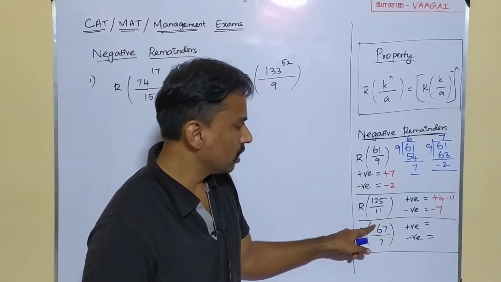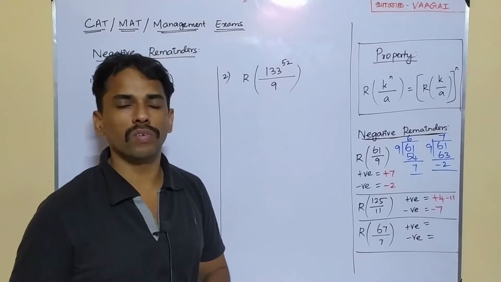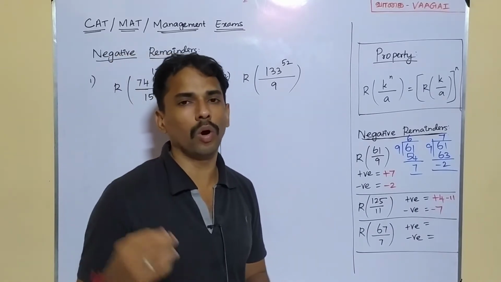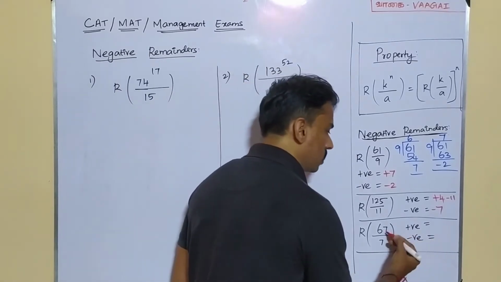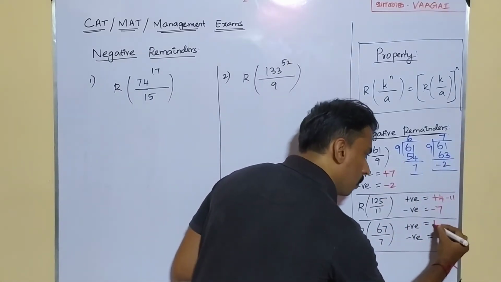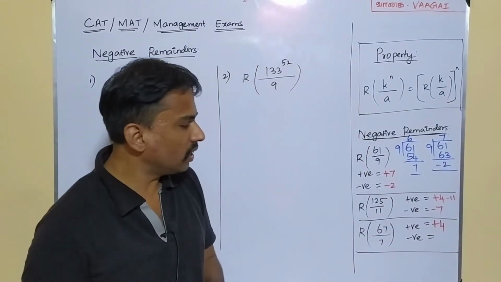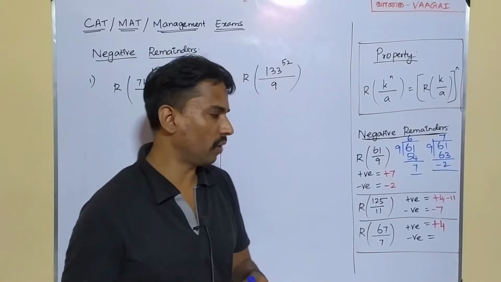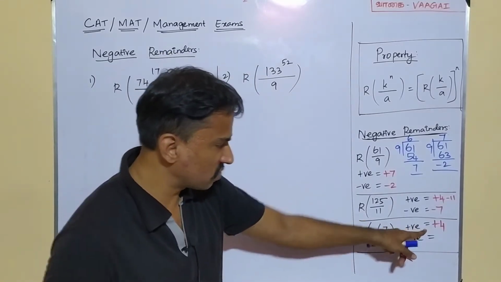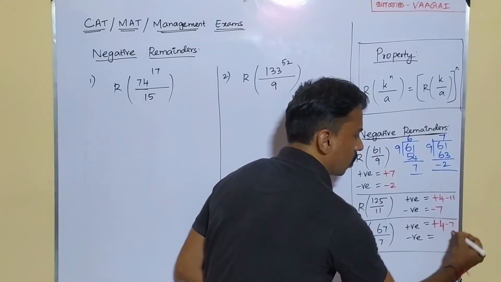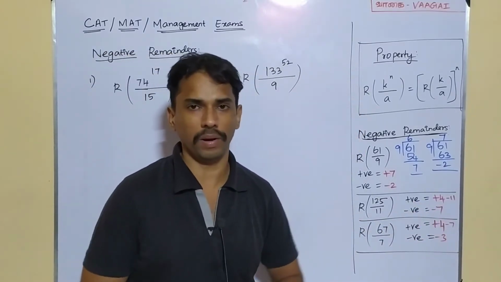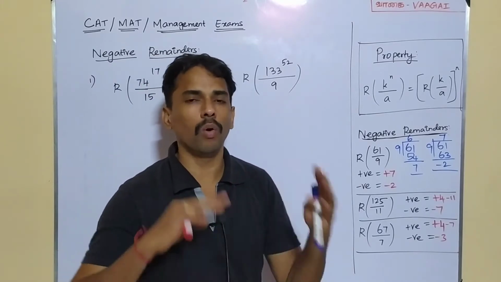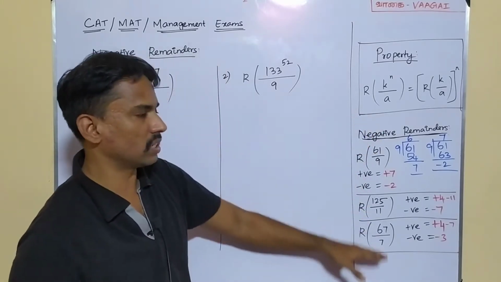And one last thing, 67 by 7. When you divide 67 by 7, you can go up to 7 nines are 63, right? So in that case, your positive remainder will be 67 minus 63, which is plus 4. And what about the equivalent negative remainder? If you want to find it, just do plus 4 minus 7. So I will get minus 3, and that will be your equivalent negative remainder. Now I hope you are very clear with the idea of what a negative remainder is.